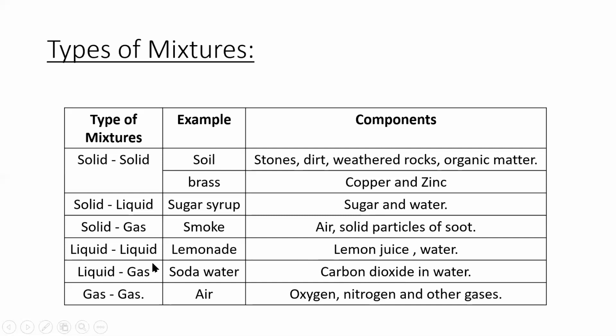And the last type of mixture is gas in gas mixture. You are aware that in air, different gases like oxygen, nitrogen, carbon dioxide, helium, etc. are mixed, right? So air is the example of gas in gas mixture.